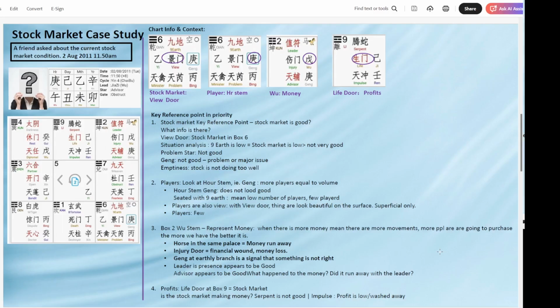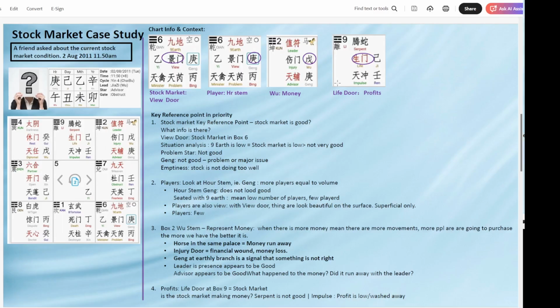In the same box where money is represented, we have leader, which seems good, and advisor, which seems good, but then we don't know what happened to the money. Did it run away? Where did it run away to? Let's look at other boxes to find out more. We cannot just look at one or two boxes. It's not enough.